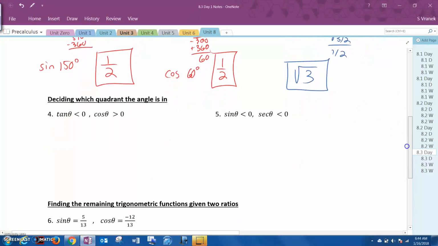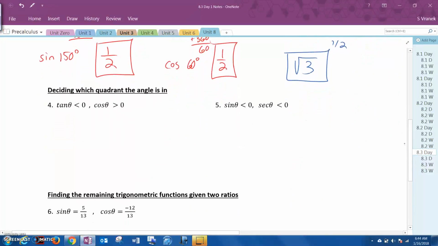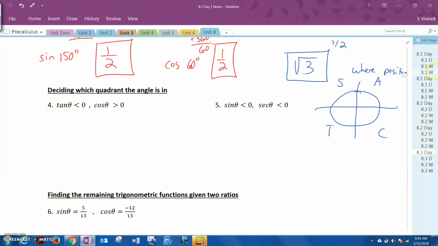Now, the next thing I'm going to teach you is how to know where you are in terms of what quadrant. The thing you need to remember is that All Students Take Calculus. This is where the things are positive. All are positive in quadrant 1. Sine is positive in quadrant 2. Tangent is positive in quadrant 3 only. And cosine is positive in quadrant 4 only.